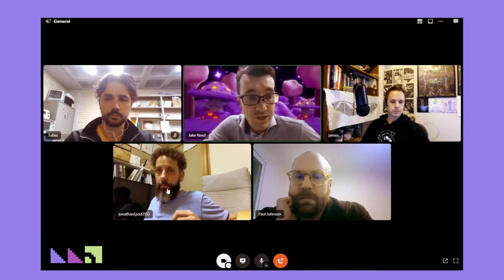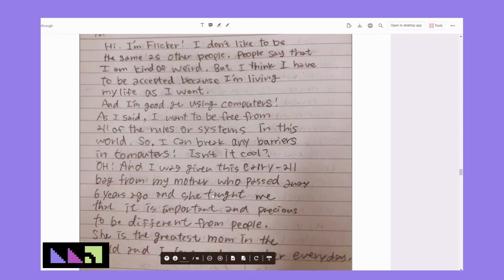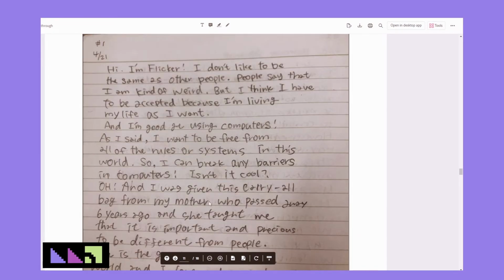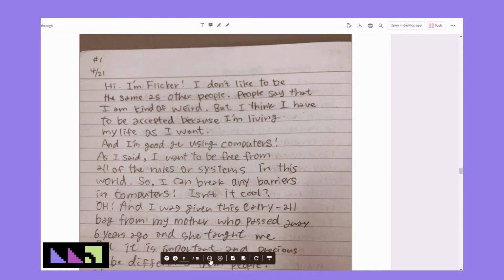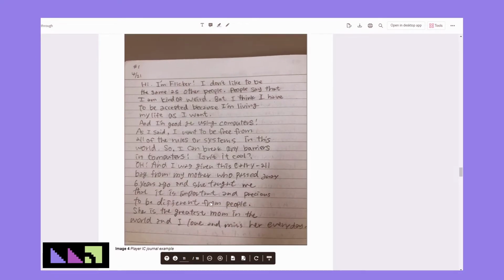And the GM would keep like a GM notebook. What did you do this session? How did the players react? What problems did you have? And it was, not in character, but yeah, so that sort of thing is what they did for the writing.